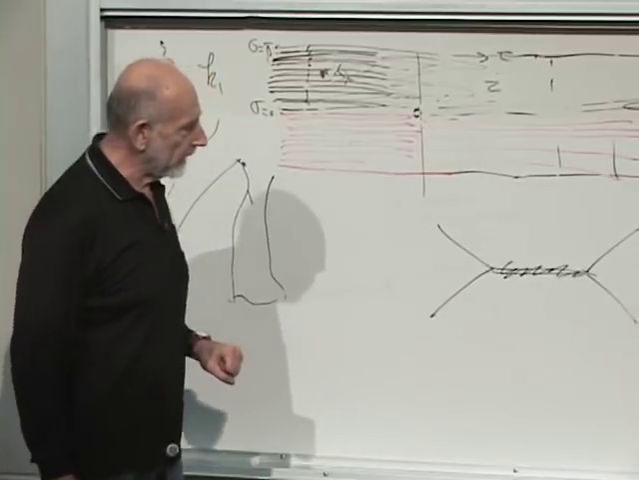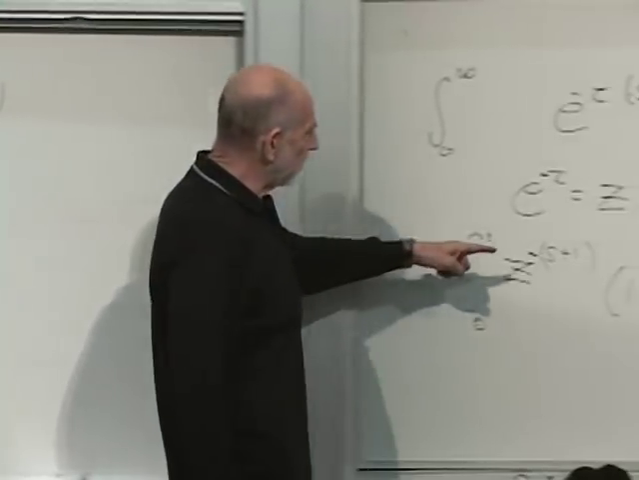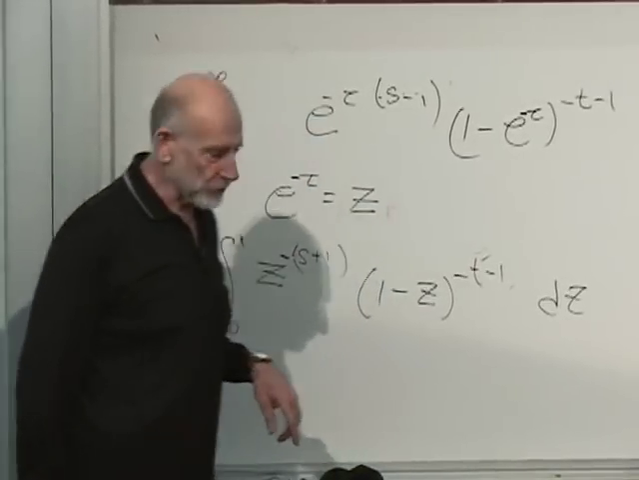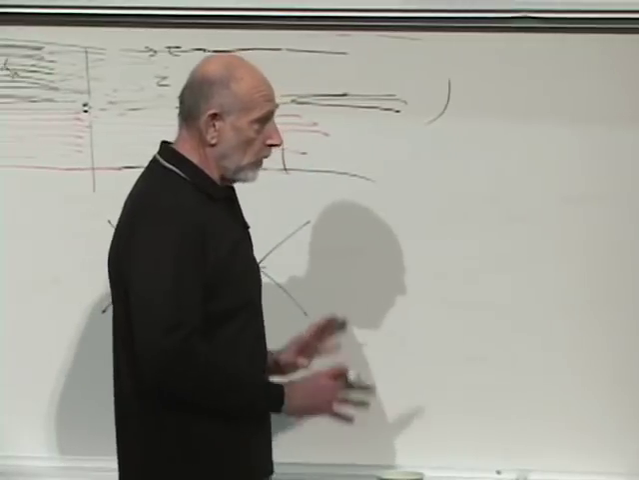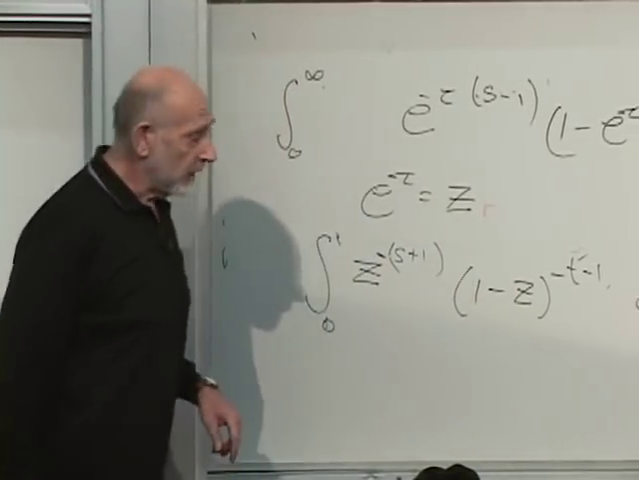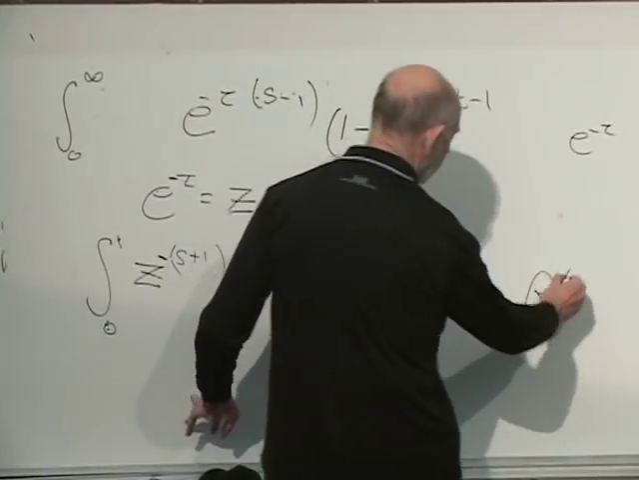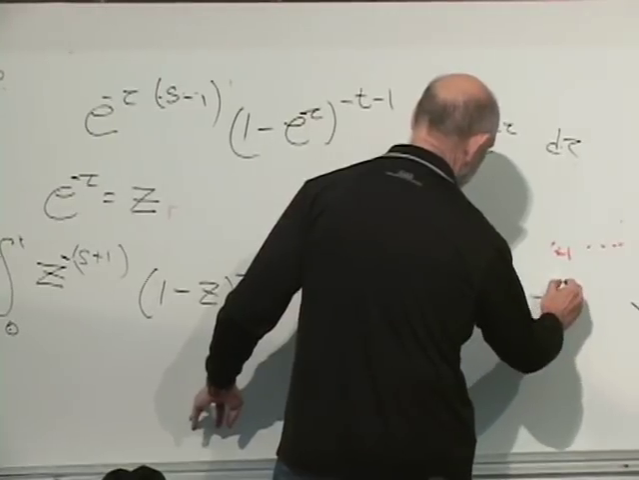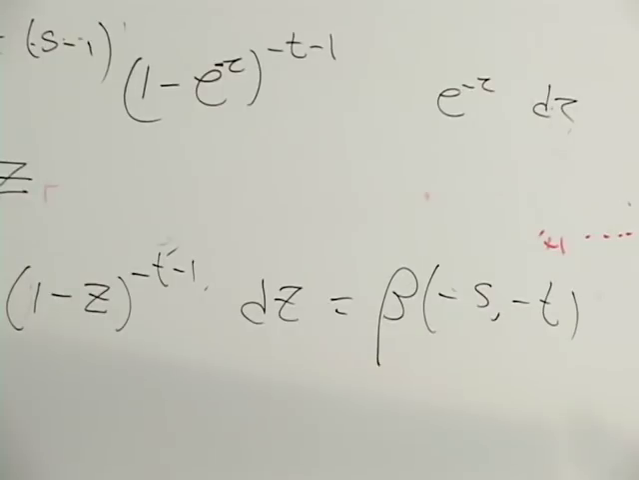Composite is formed and then decays. But it winds up being completely symmetric between S and T. In fact, this function is called the Euler beta function. It's a function of two variables, S and T. It's called beta of minus S and minus T. It's the Euler beta function.